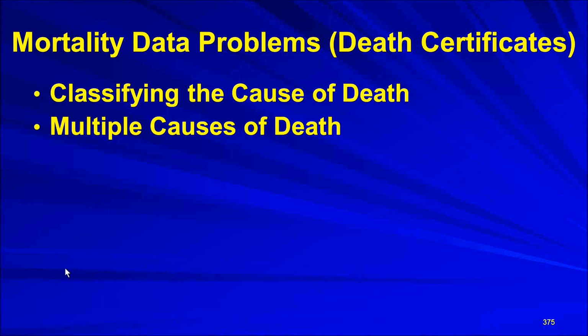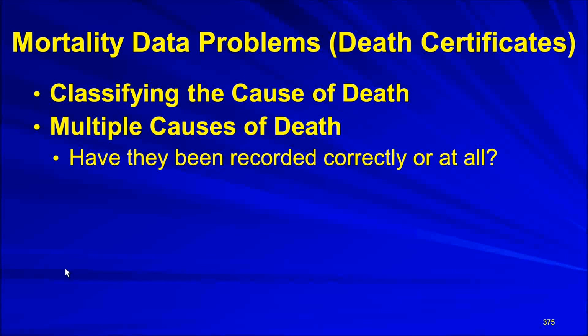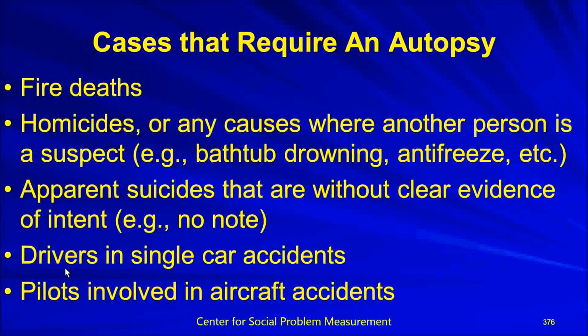So we have multiple causes of death, and our forms aren't set up for multiple causes of death. They're set up for a primary cause of death. And oftentimes the reasons for the death are not listed. They give a statement, and I'm going to show you death certificates, because this is where we collect our mortality data. So if those death certificates aren't completed properly at the hospital or by the medical examiner or wherever, then you have a misrepresentation of the circumstance or situation. Now, cases that require an autopsy. I thought this might be of interest to you.